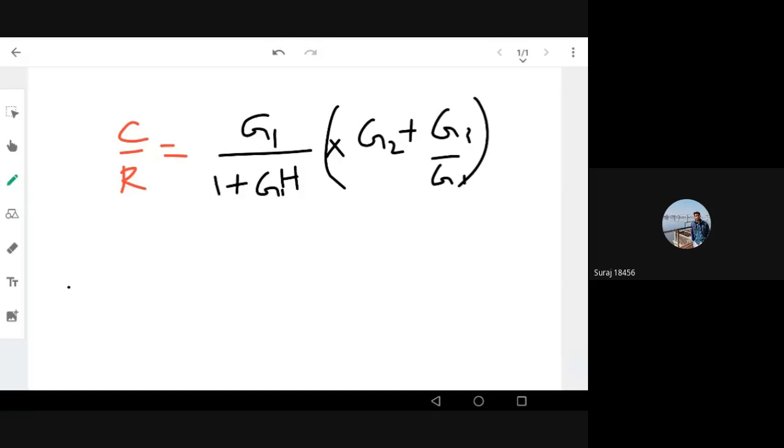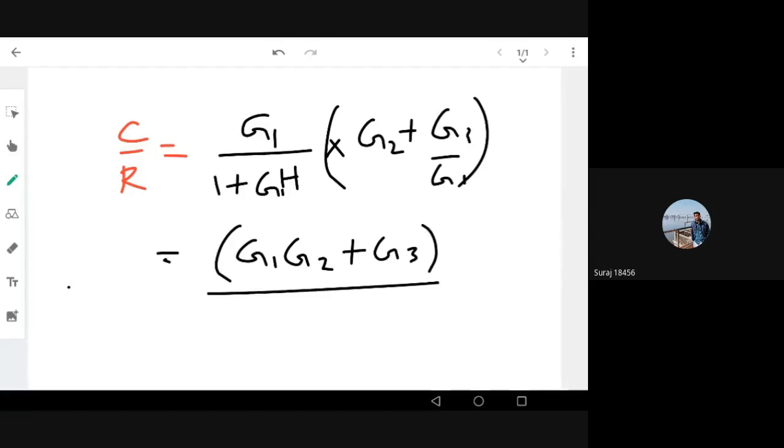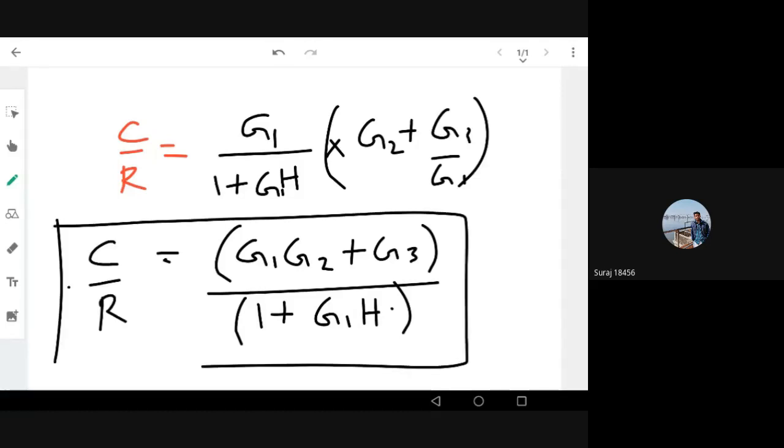So if I multiply together, what will happen? G1, G2 plus G3 divided by 1 plus G1H. Yeah, I think this is the transfer function. Now what we have done is reduced the complicated block diagram into a simple transfer function, a simple block diagram.